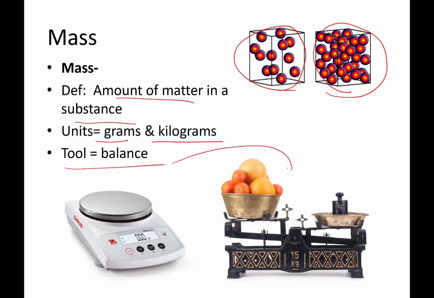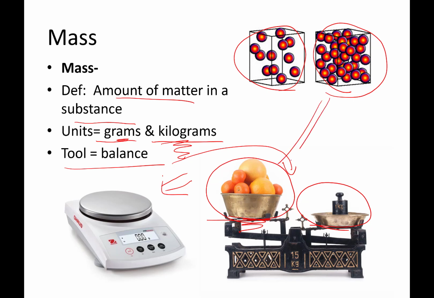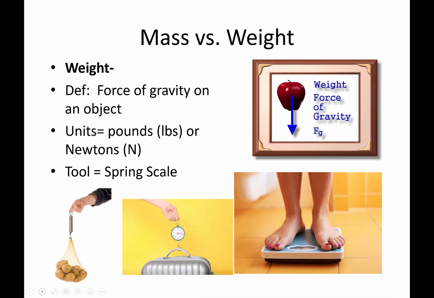In the old days, it was called a balance because you would compare an unknown thing to a known quantity of mass, and if they balanced, then you knew exactly how much of your unknown quantity you had. In modern chemistry labs, you're going to see an electronic balance, and it is a much simpler process, but it is going to be measured in kilograms or grams, and that all has to do with exactly how many atoms are in that material.